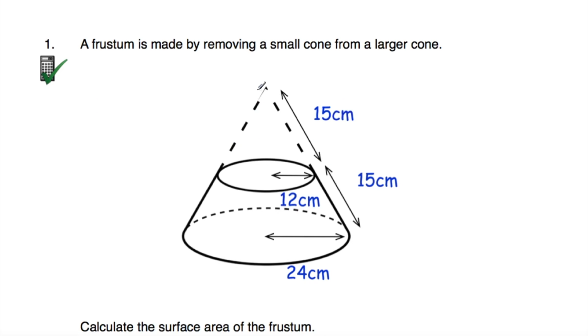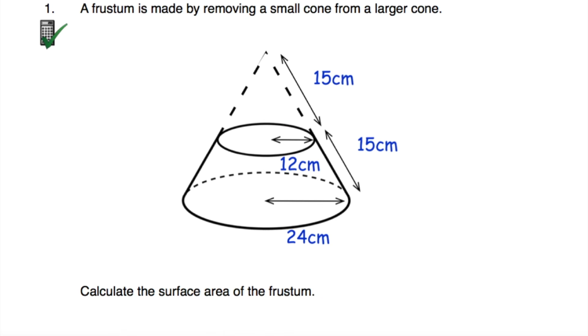Okay, let's have a look at our first question, question number 1. It says a frustum is made by removing a small cone from a larger cone. So as you can see, we've got this larger cone and then a smaller cone's been removed, so we're left with this frustum here. And we've been asked to calculate the surface area of the frustum.